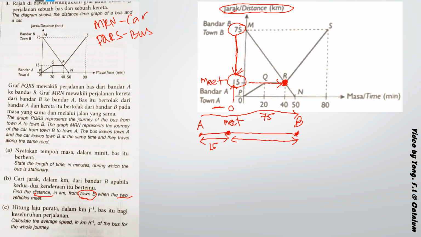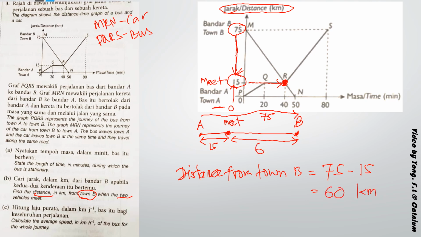Okay, just minus lah. So the distance from town B equals 75 minus 15. So it is 60. So this one is 60 km. So the meeting point is 60 km from town B. So this is for question number B.